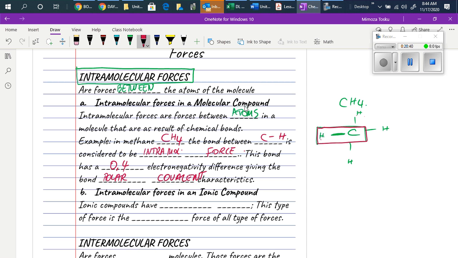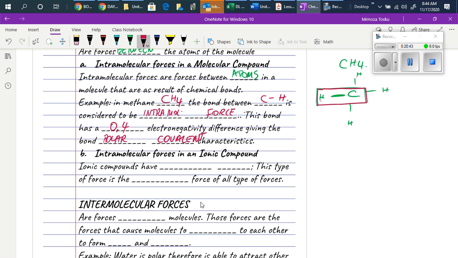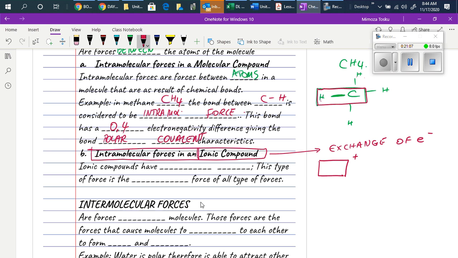Now, when we talk about the intramolecular forces in the ionic compound, keep in mind how the ionic compounds are formed. What we have in the ionic compound is the exchange of the electrons, which means that one entity is becoming positively charged and the other entity is becoming negatively charged. And what is happening between those two is an attraction force, which is the electrostatic force.